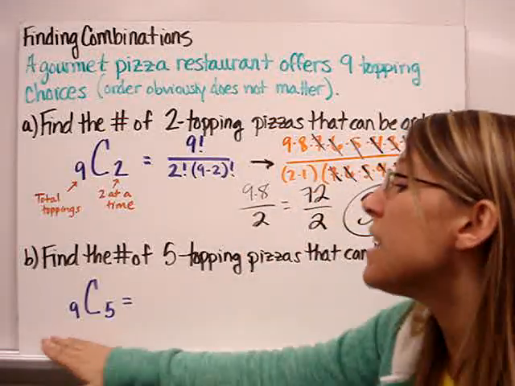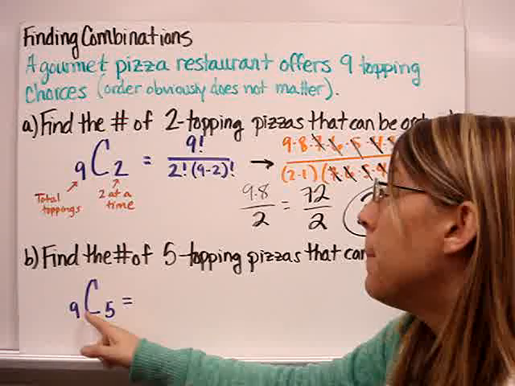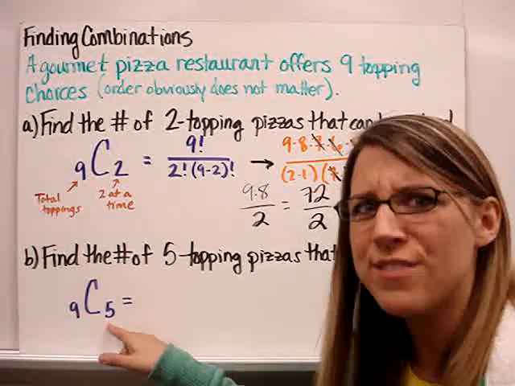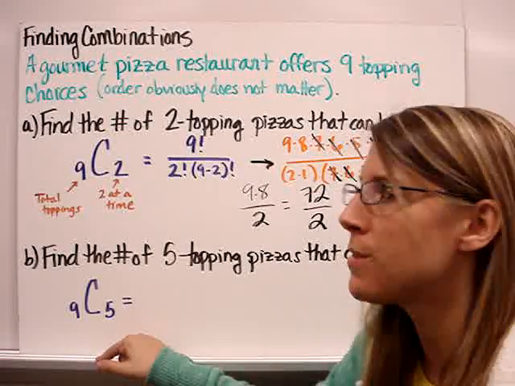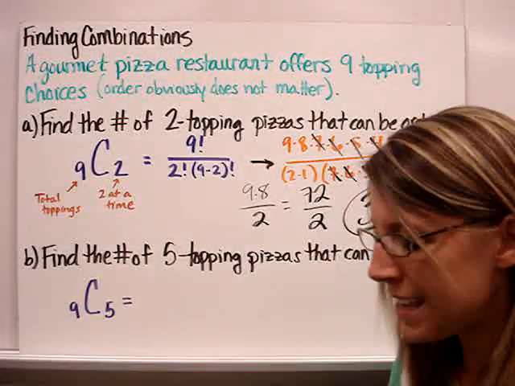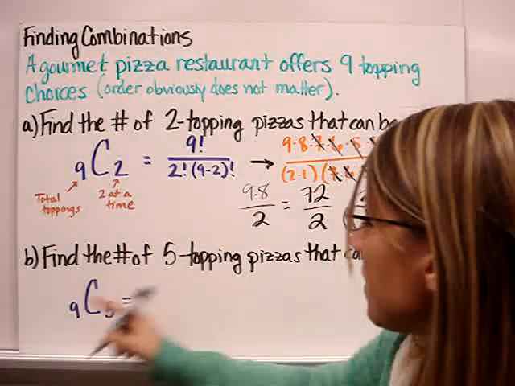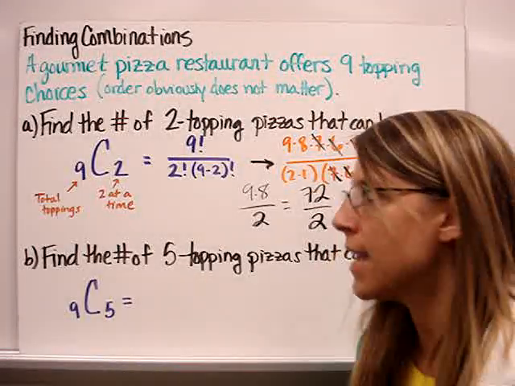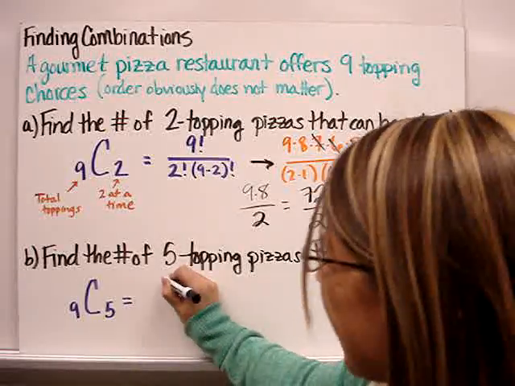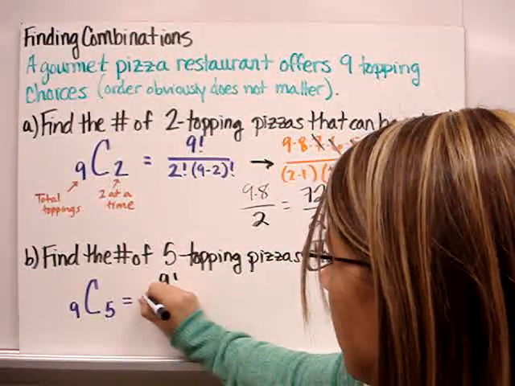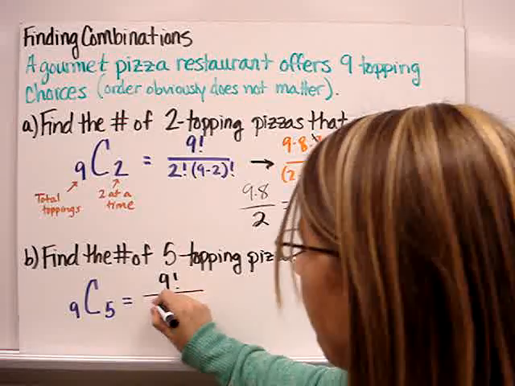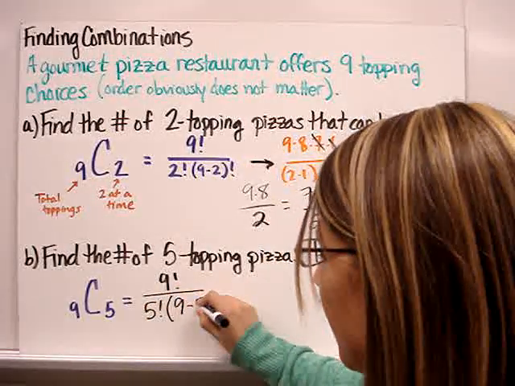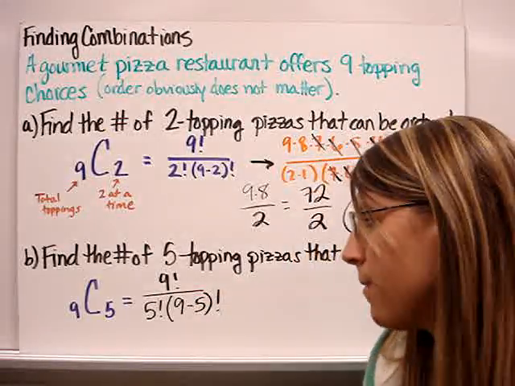Well, more toppings. We still have 9 that we can choose from, but now we are going to try to see how many 5 topping combinations are possible at this restaurant. So we're going to say 9C5, and so that's going to be equal to, now refer back to your formula to maybe help me write this. It's going to be 9 factorial divided by 5 factorial times 9 minus 5 factorial.